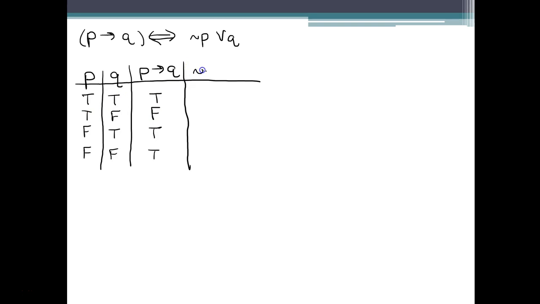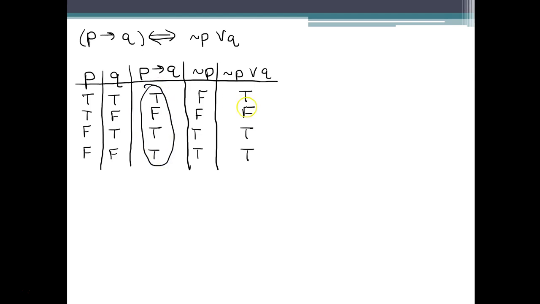Not P or Q. I need a not P column before I finish that one. Two true, two false is now going to be two false, two true. And not P or Q. F or T is true, F or F is false, T or T is true, T or F is true. So final columns are the same. This verifies the logical equivalence.